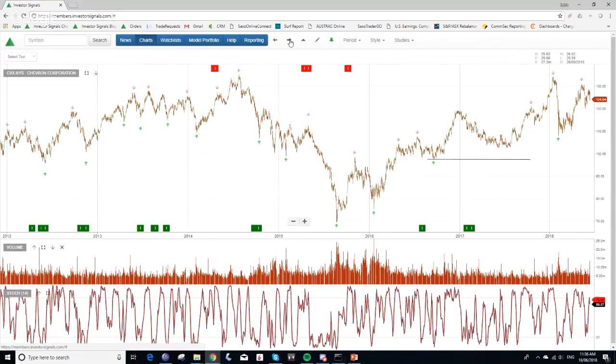Chevron, so interesting within these energy stocks. I think Chevron's probably the best technical pattern among them, and it had gone from sell conditions into a buy condition at around $100, now trading $124.